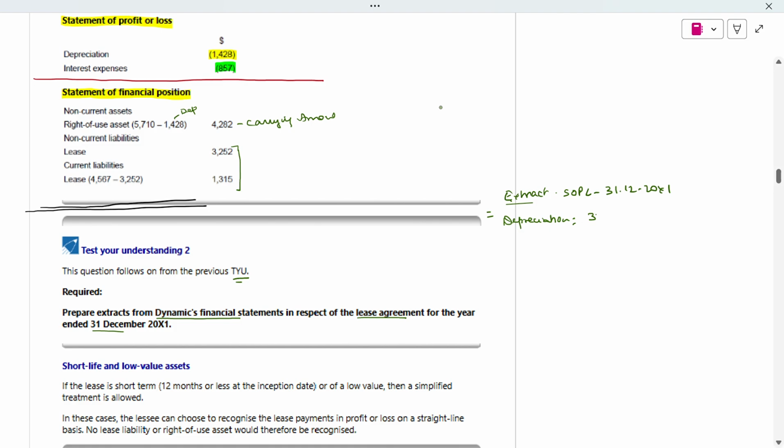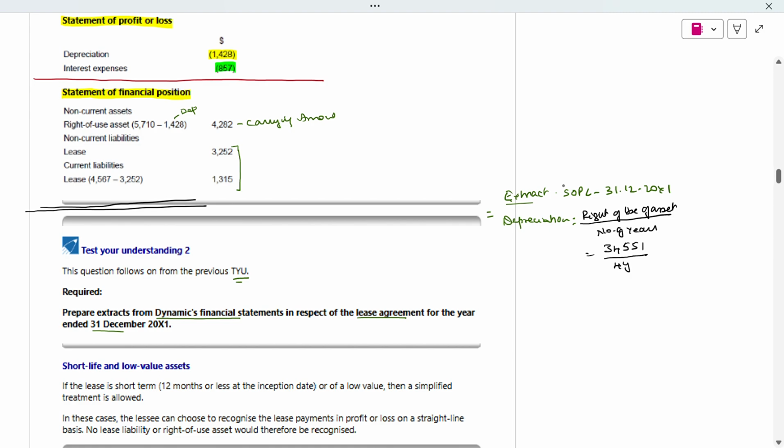Is it right? One minute. Depreciation is on the right-of-use asset. I am writing this for our understanding: cost divided by the number of years. You should not write this, okay? How much is there? 34,551, is it right?